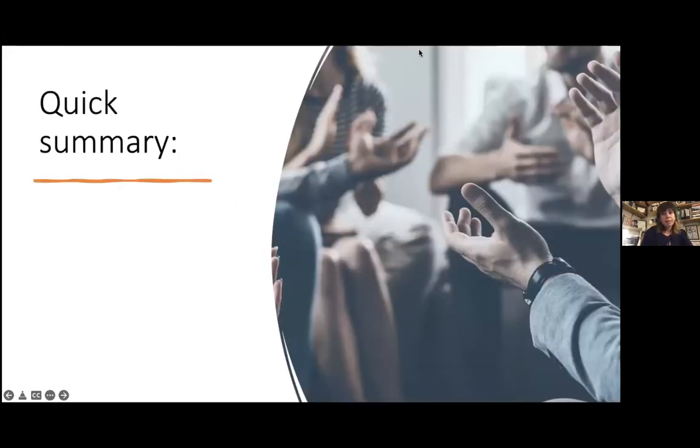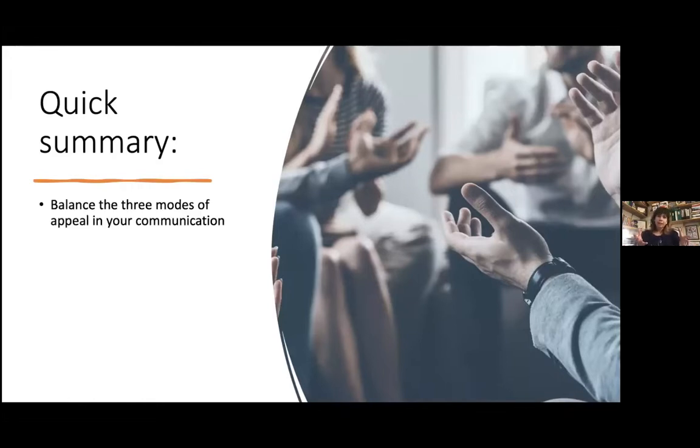So to wrap things up here, quick summary. Find a way to balance these three things, okay? So if you can't remember the words ethos, pathos, logos, then think of speaker, message, audience, right? Think about all the parts of those three parts of the triangle, because you have to find a way to balance them in your presentation.